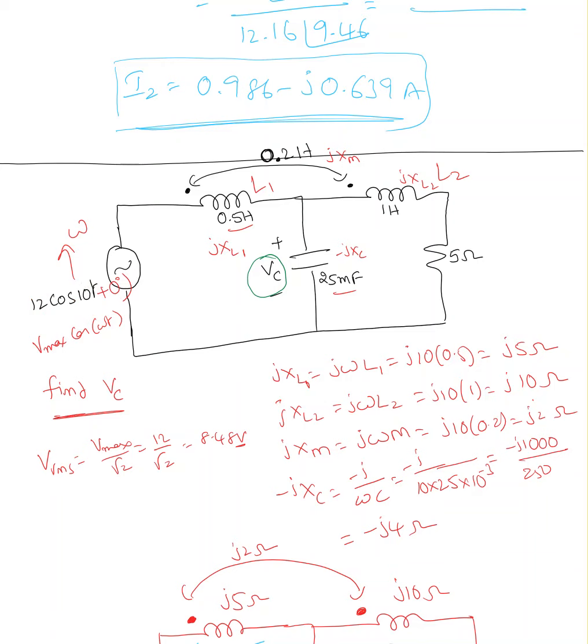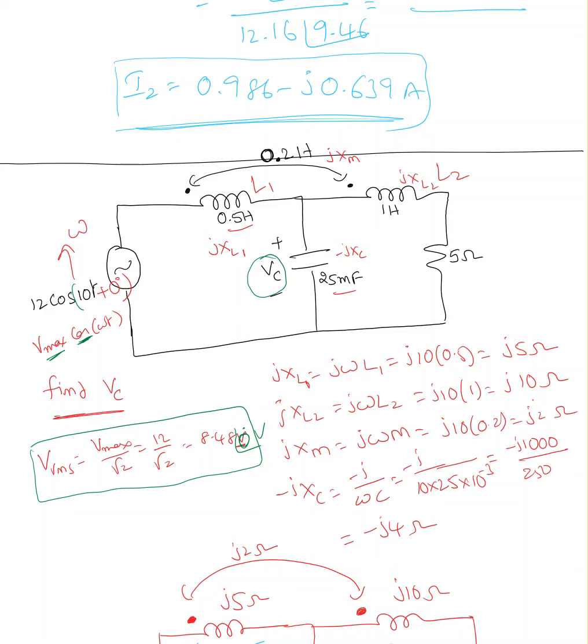Okay, so this looks like V max cos omega t. So the given value is the maximum value. You need to convert that given value into RMS value, which is V max over square root 2, 12 over square root 2, which is 8.48. And if it doesn't have anything with 10t, you can put plus 0, so 8.48 at an angle of 0 volt. That's the voltage. You don't need to convert this cos into sine or sine into cos. Just leave it as it is.